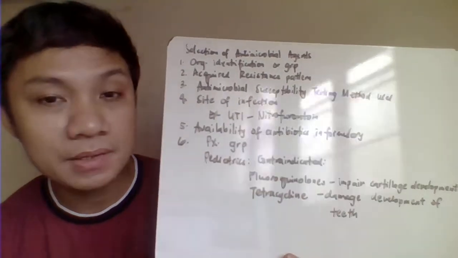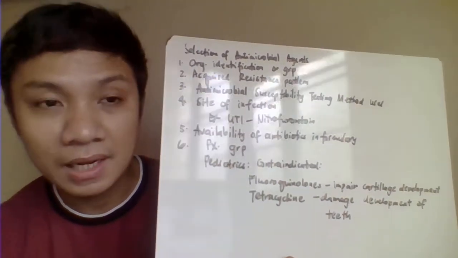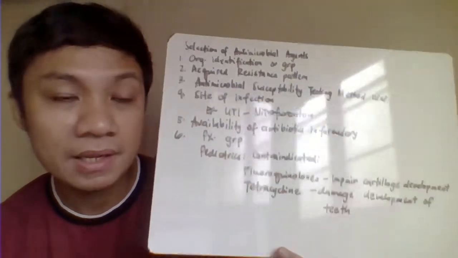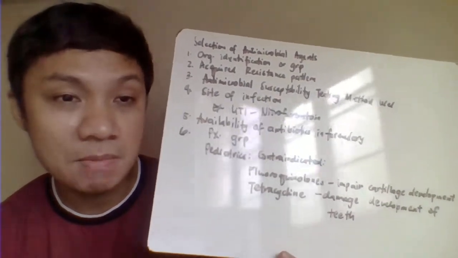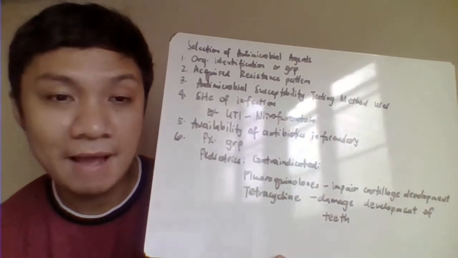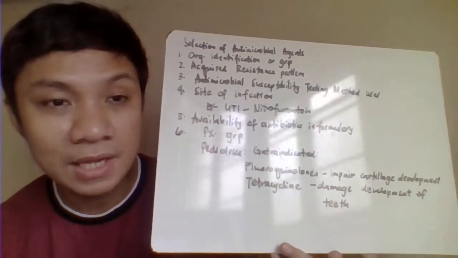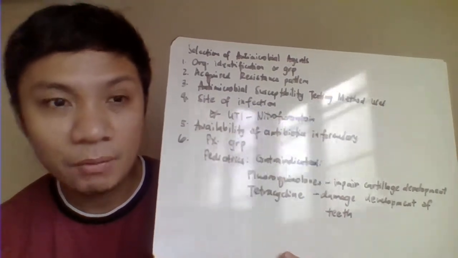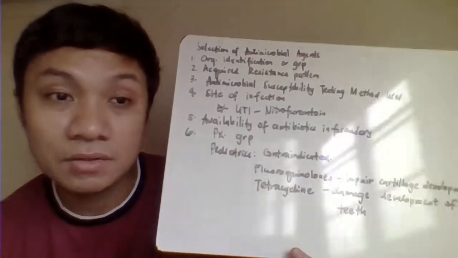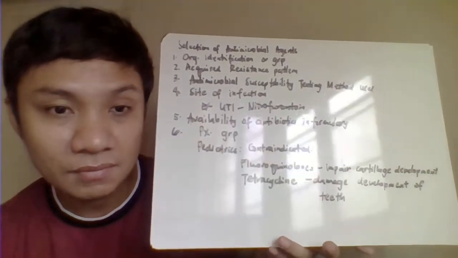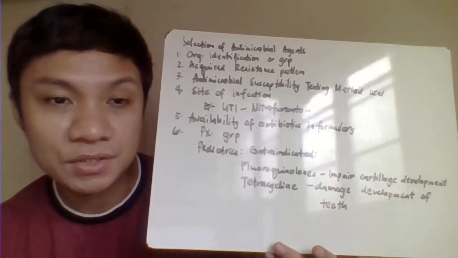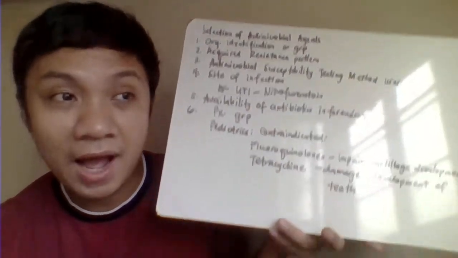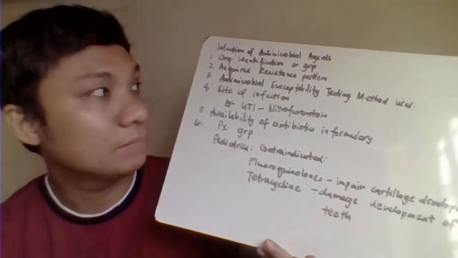Another one, acquired resistance pattern. Okay, like, of course, if the patient, for example, would have developed already resistance against certain antibiotic kasi sobrang palagi niya ginagamit. So, first thing is, do not include that one in your antimicrobial susceptibility testing. How would you know here na resistant siya? Of course, you try to check for the history of the patient. Or you could also include much higher concentration of that antibiotic or other higher form of that antibiotic.